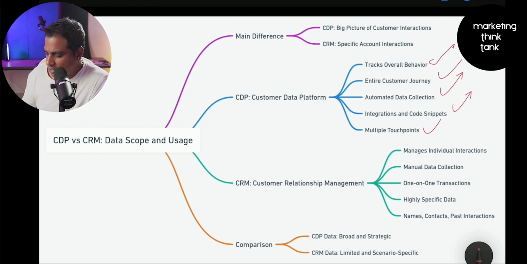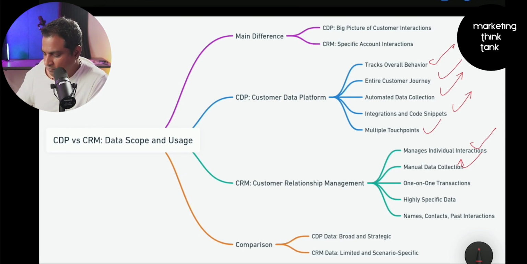A CRM manages individual, one-on-one interactions, typically what happens between you and your customer. Manual data collection means it is not automated. It has to be added, and you have to update the status of the contact, whether it is a cold lead, warm lead, or hot lead, whether you have upgraded or downgraded somebody in the funnel. This is exactly where you do that.